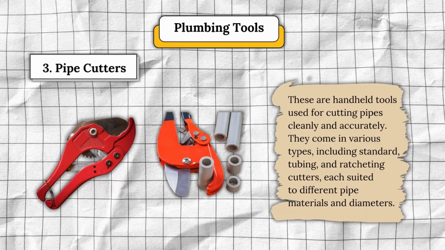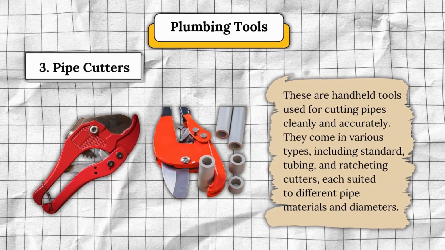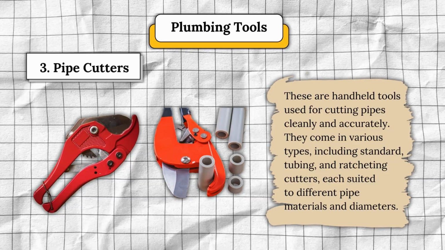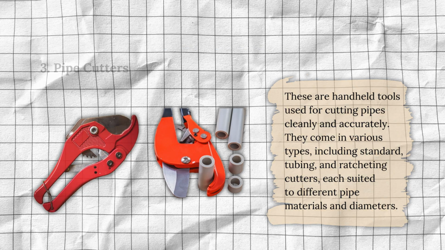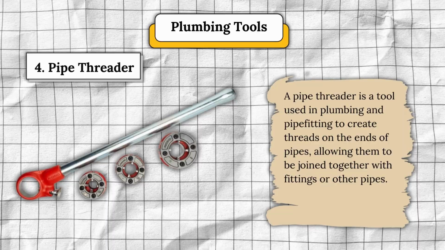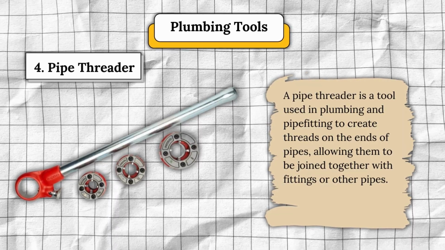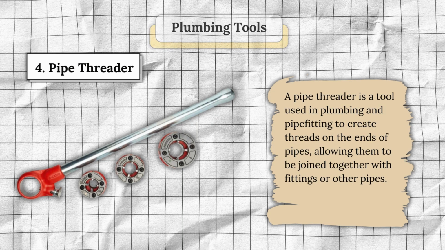Number 3. Pipe cutters. These are handheld tools used for cutting pipes cleanly and accurately. They come in various types, including standard, tubing, and ratcheting cutters, each suited to different pipe materials and diameters. Number 4. Pipe threader. It is a tool used in plumbing and pipe fitting to create threads on the ends of pipes, allowing them to be joined together with fittings or other pipes.